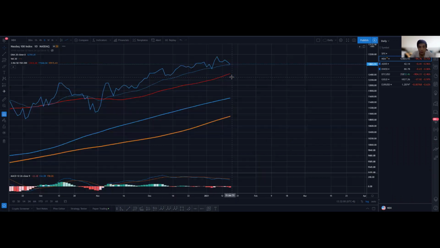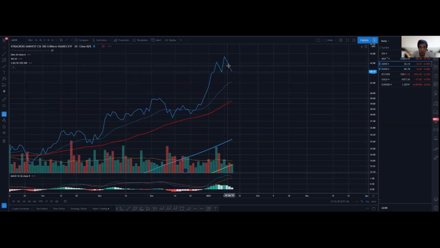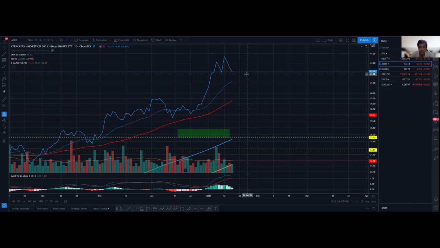Similarly for Nasdaq, we have this bearish market structure over here, a high and a lower high, a low and a lower low. But similarly, it still managed to close above the 20 exponential moving average. ASHR remains the same, no change. It's still somewhat like an expanding wedge pattern that's forming, so it's a consolidation pattern.